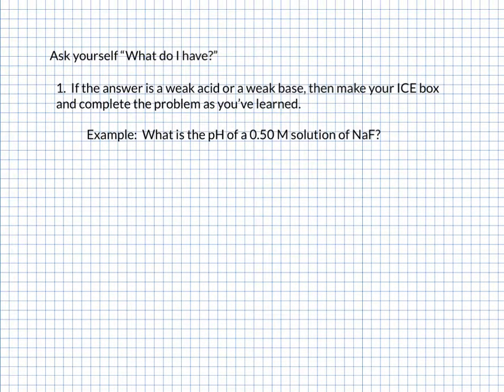So, first thing you're going to do is ask yourself, what do I have? So here's an example question. If the answer to your question is a weak acid or a weak base, then you make your icebox and you complete the problem just as we've learned. So for instance, what is the pH of a 0.5 molar solution of NaF? Well, what is NaF? It's Na plus and F minus, and we don't really care about the Na plus. So the answer to my question is, I have a weak base.